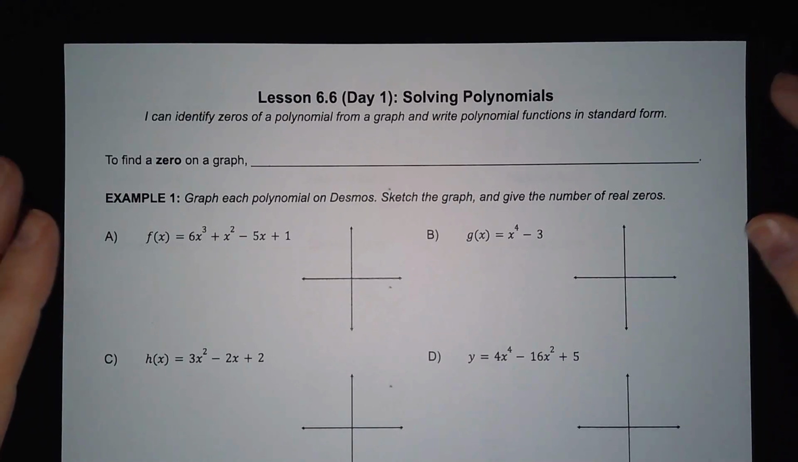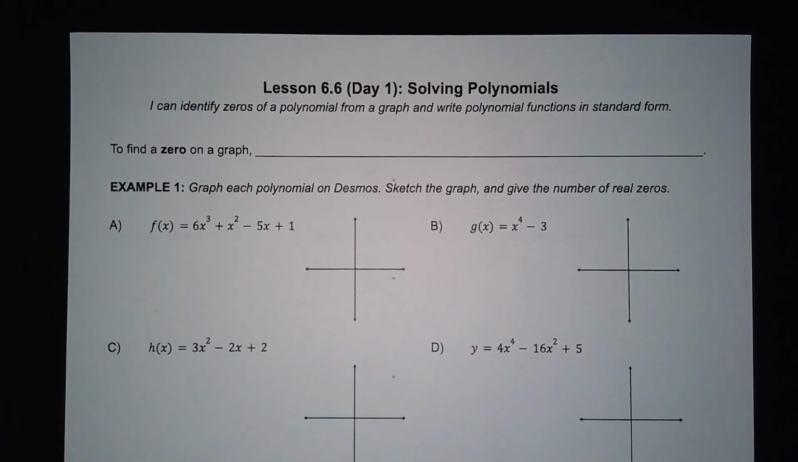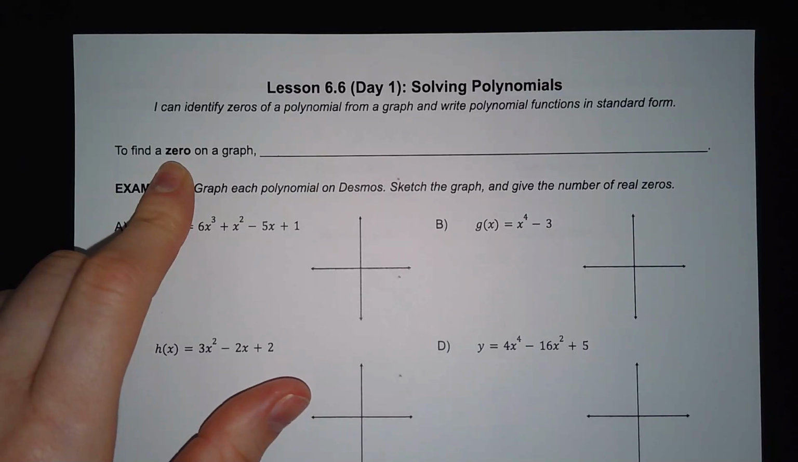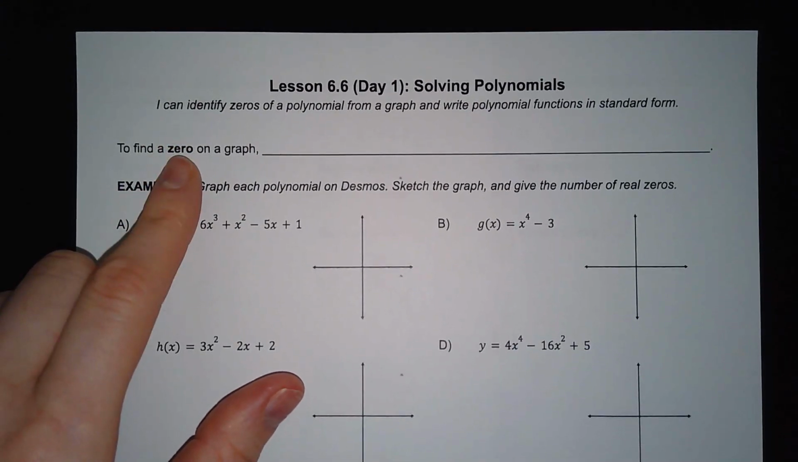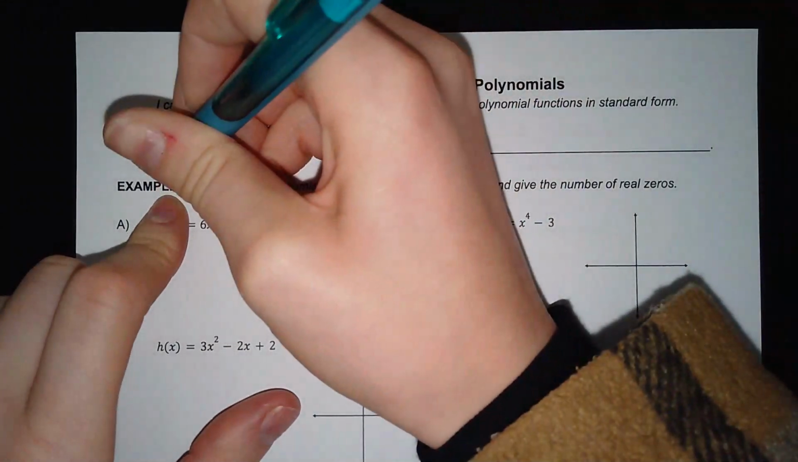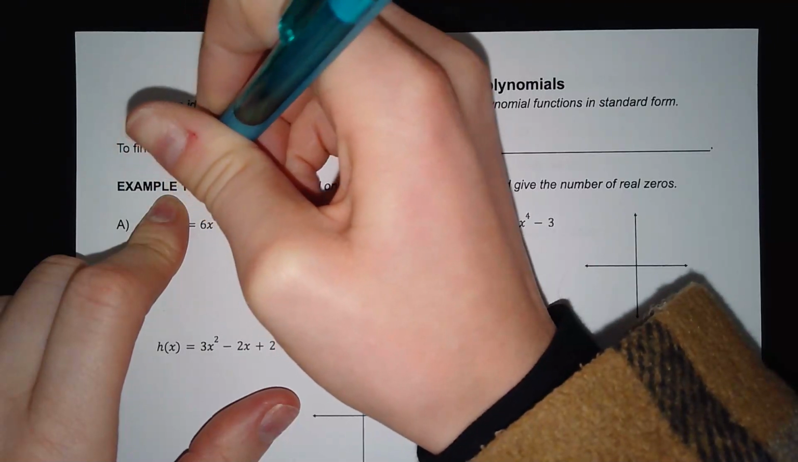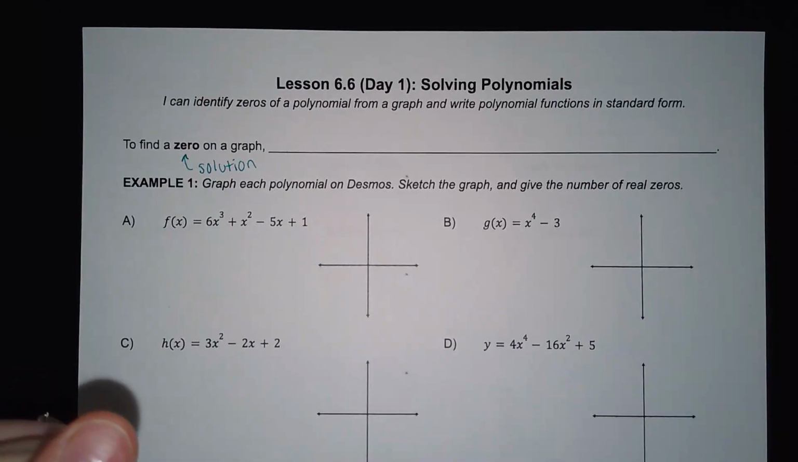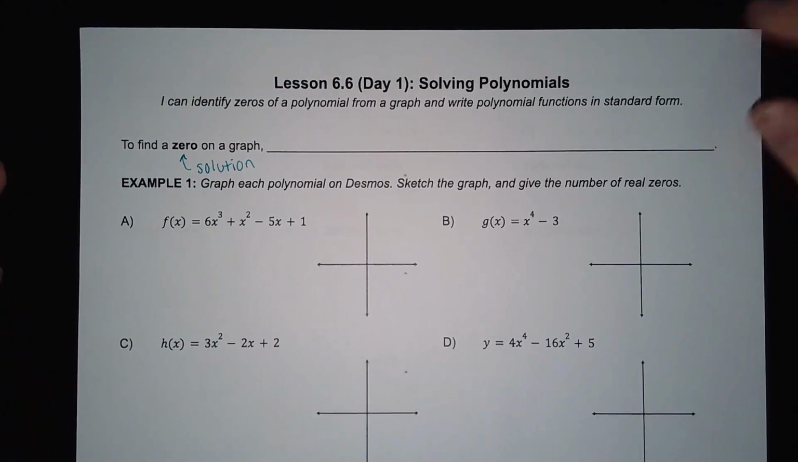The first thing that we're going to start with is finding what we call the zero of a polynomial using a graph. And if you remember, when we talked about solving quadratics in chapter 5, we talked about this word zero. And really what a zero is, it's the same thing as a solution to our equation. So when we're finding zeros, we are finding solutions to our equations.